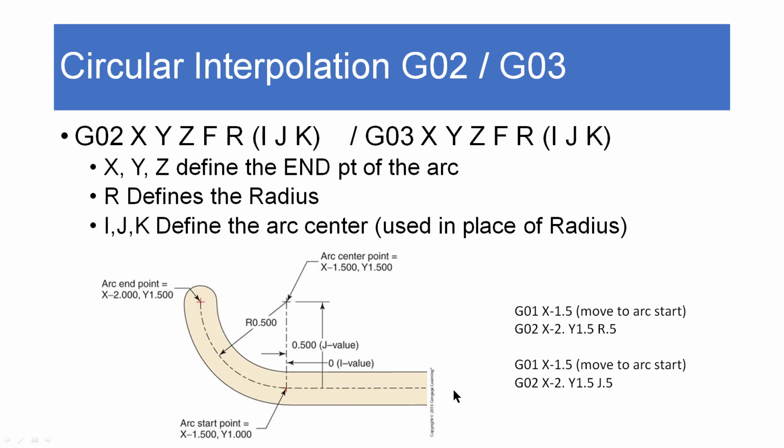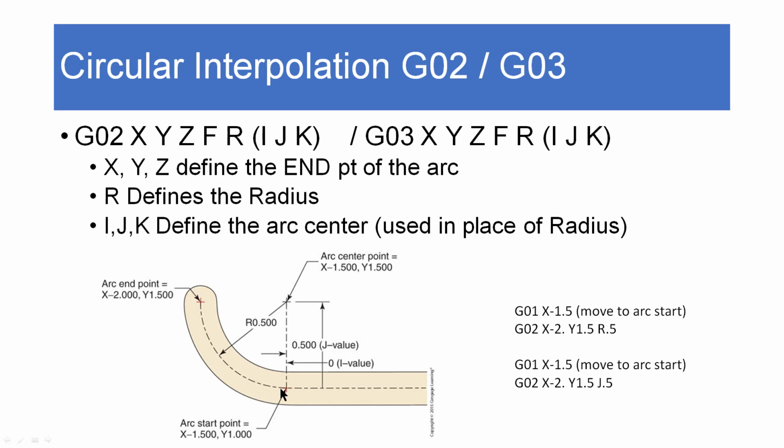Now the other way I can do that same command is I can say G02, same destination, X minus 2, Y 1.5. But now I can tell it incrementally from my start position, I'm going to move up in Y 0.5, or the radius, positive 0.5. An incremental move in Y is a J move. So I type in here J.5.